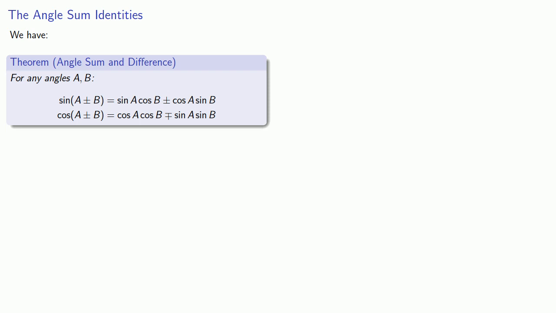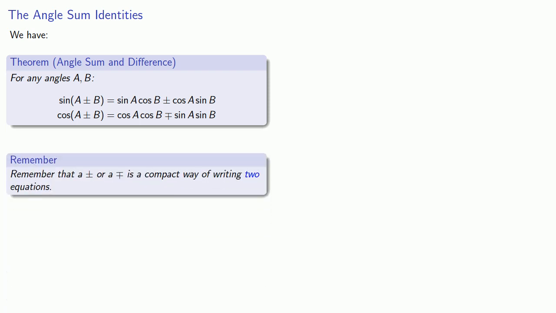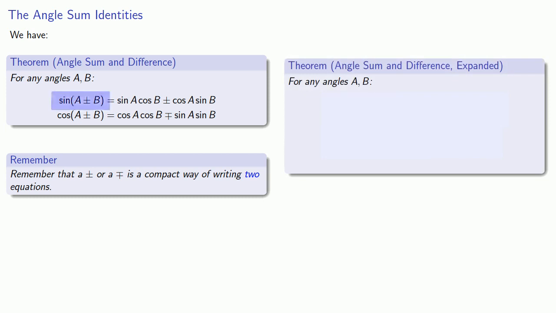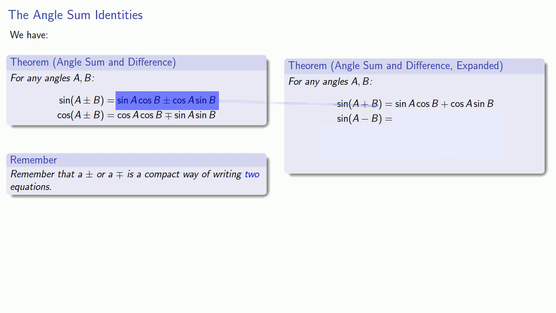So remember that the plus or minus, or the minus or plus, is a compact way of writing two equations. If we expand that out a little bit, the sine of A plus or minus B refers to the sine of A plus B and the sine of A minus B. And the equation sine A cosine B plus or minus cosine A sine B is sine A cosine B plus cosine A sine B, and sine A cosine B minus cosine A sine B.